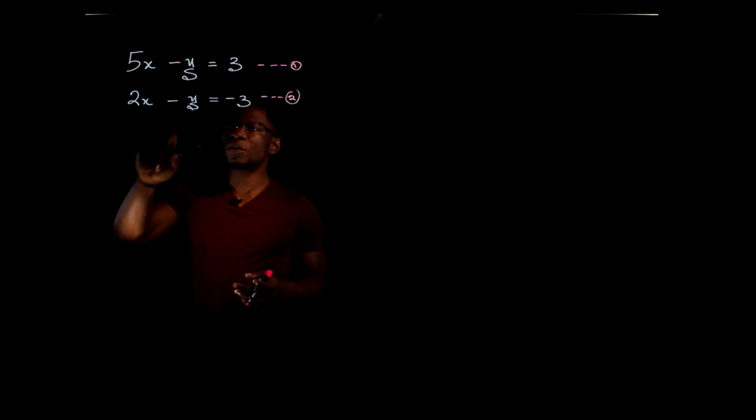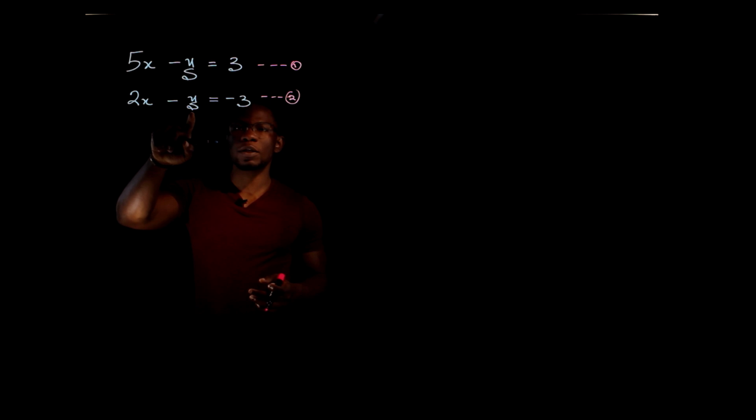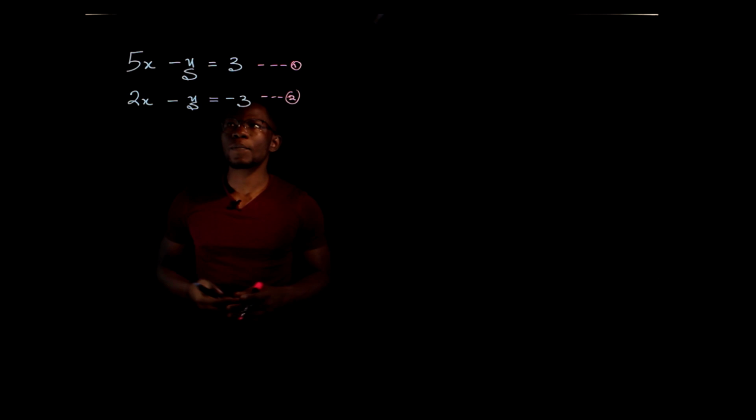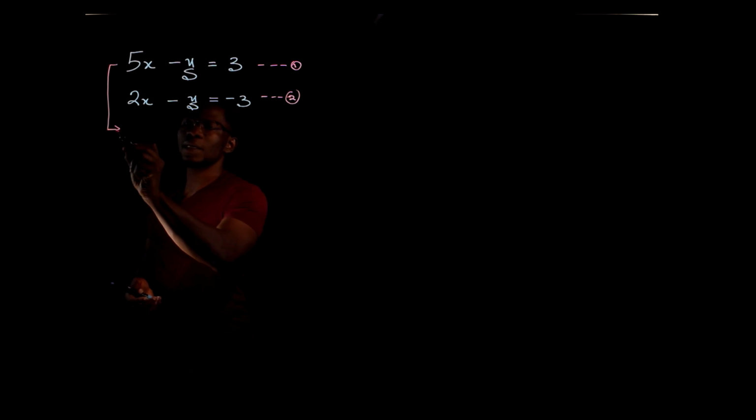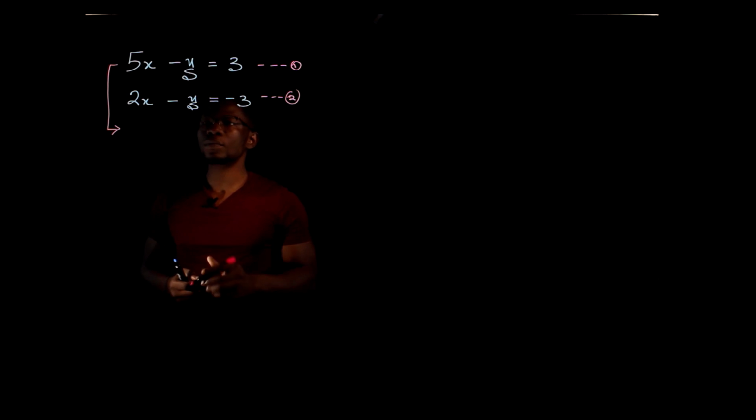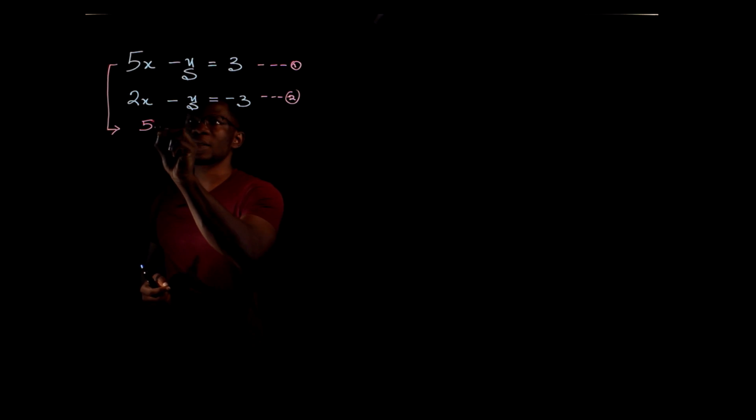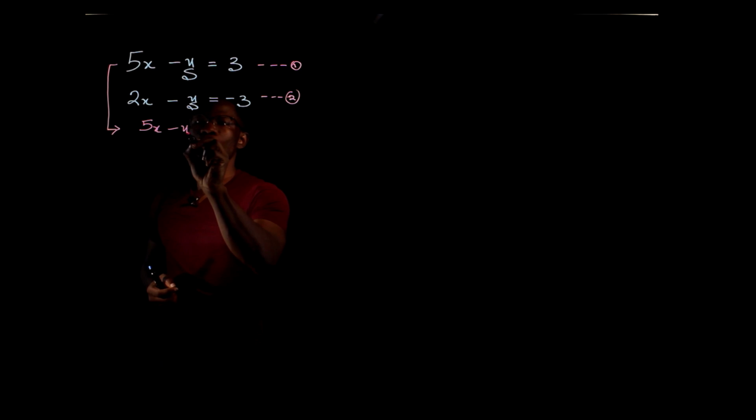Now in this case, obviously, it's easiest to make y the subject of the formula. And in both equations, they are similar. So let's take equation 1 in this case. So let's make y the subject of the formula in equation 1. So our equation 1 is 5x minus y equals 3.